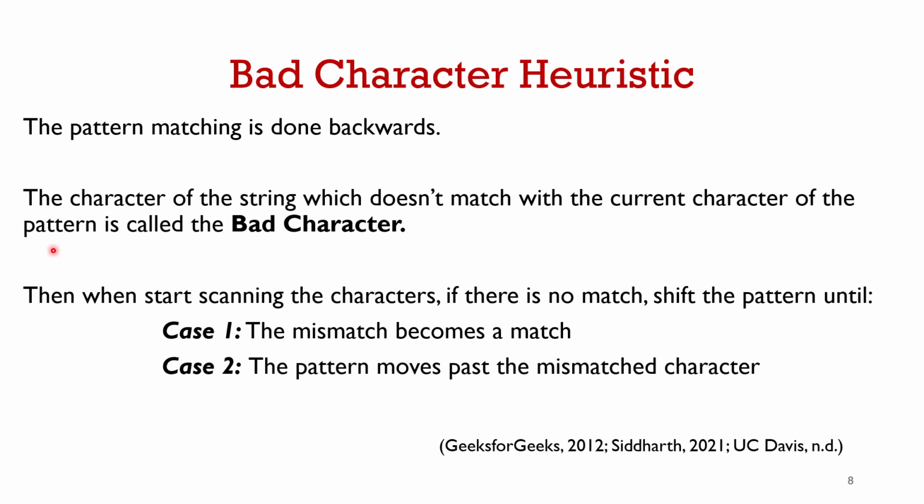The idea of the bad character heuristic is very simple. Remember, the pattern matching is done backwards, and the character of the text which doesn't match with the current character of the pattern is called the bad character. Once we start scanning the characters, if there's no match, we shift the pattern until one of two cases is met: case 1, the mismatch becomes a match, and case 2, the pattern moves past the mismatched character. We will see this in the next few slides.